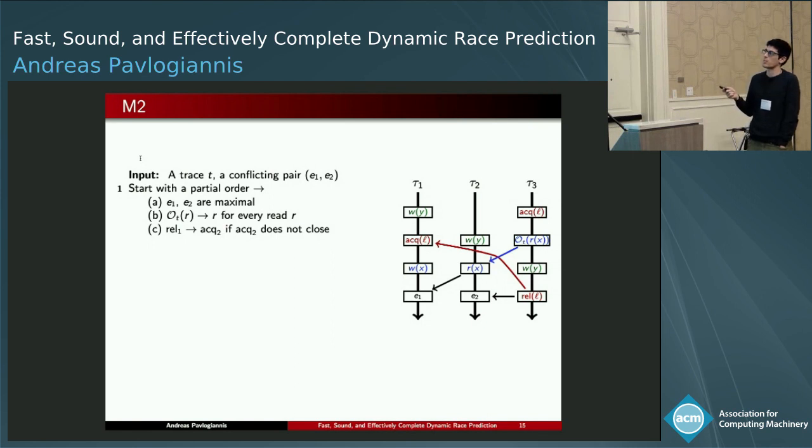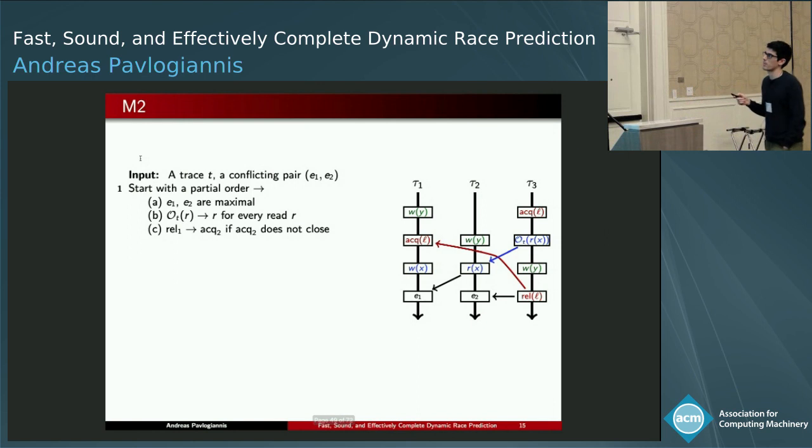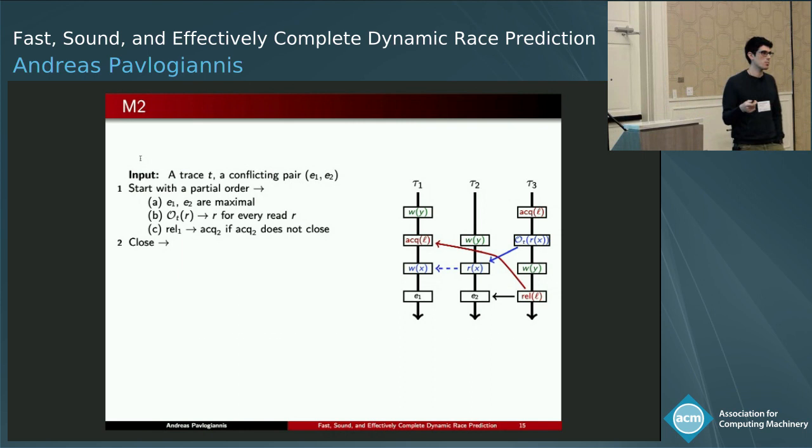So again, a picture is better than words. This acquire here is opening a critical section that never closes, so the release down here must be ordered before the acquire. Now, the second step is to compute the closure of this partial order. So notice here that this observation up here, this write, is ordered before a conflicting write here, so the closure will in fact strengthen this partial order with this ordering. The read must also precede this conflicting write. At this point, we have a closed partial order. We still don't know whether it's realizable. At this point, the algorithm will make some heuristic steps.